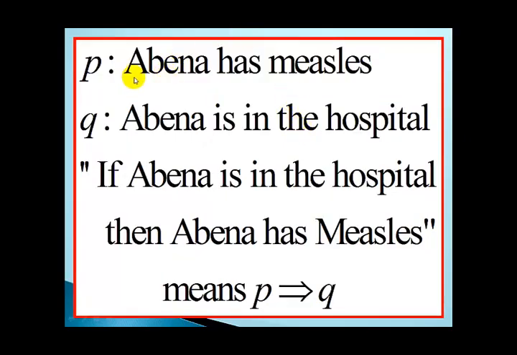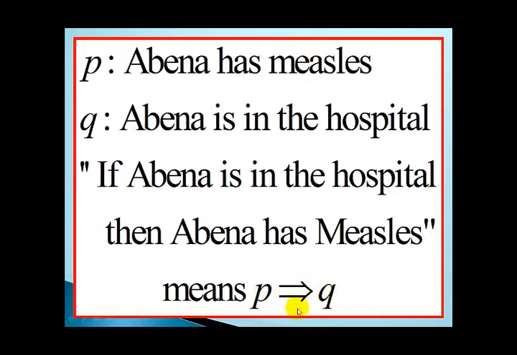Now let's consider these two statements. Statement P, Abena has measles. Statement Q, Abena is in the hospital. If Abena is in the hospital, then Abena has measles means that P implies Q. Why? P implies Q means that Q is true only if P is true.